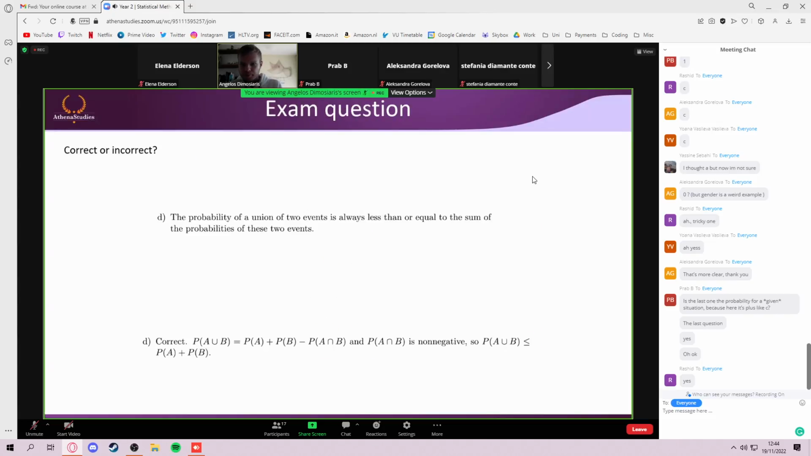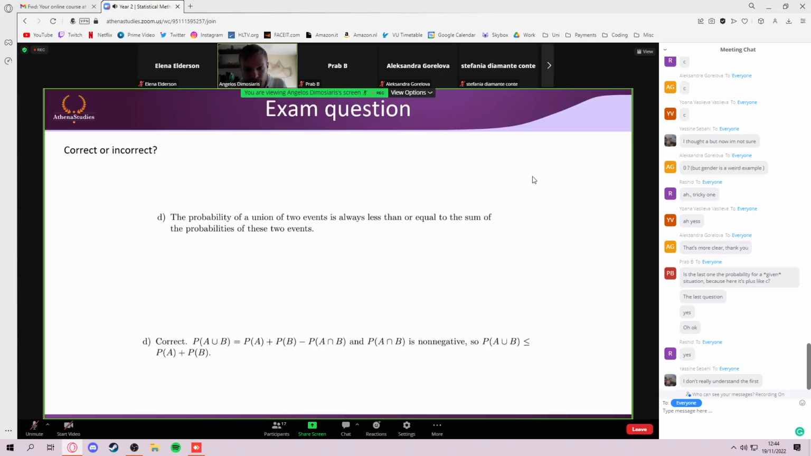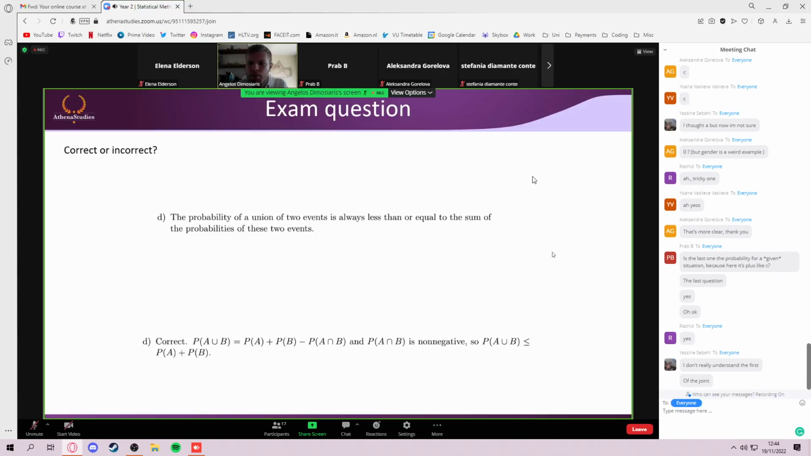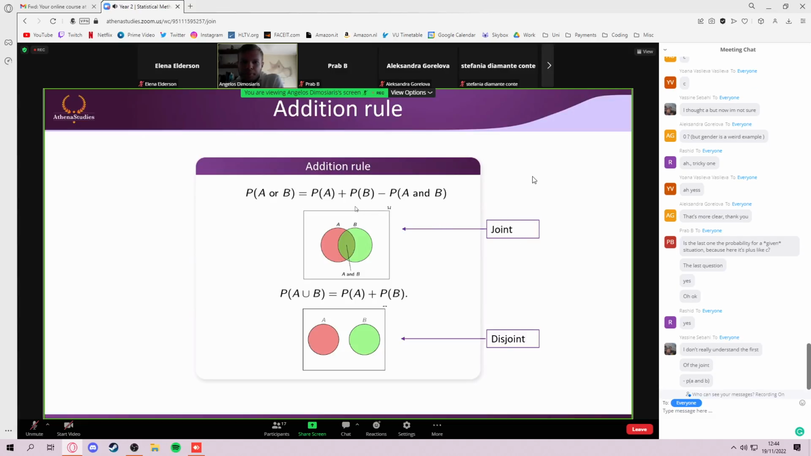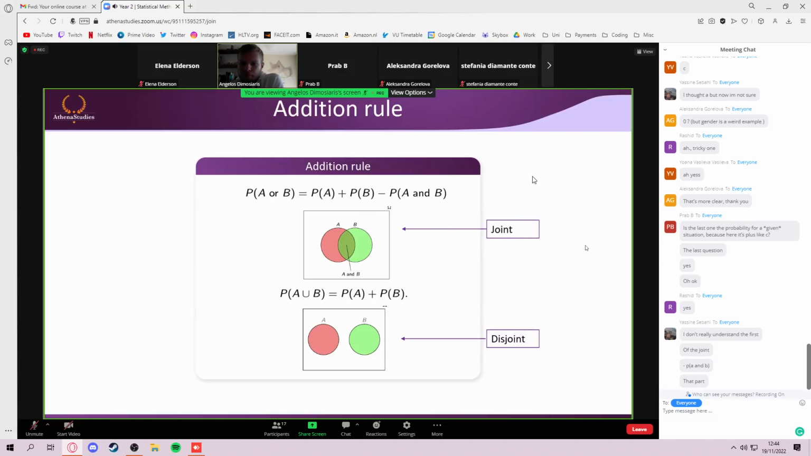Cool. So now let's talk about another question. So the probability of a union, there's something that's not? Of the joint. Okay. Yes. Okay. So here one. Yeah. That part. Okay. Cool.